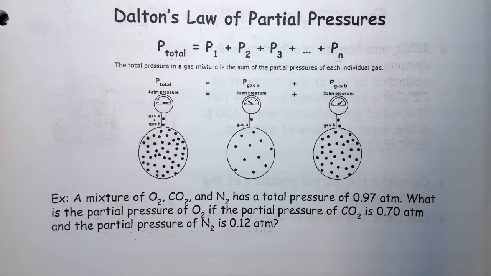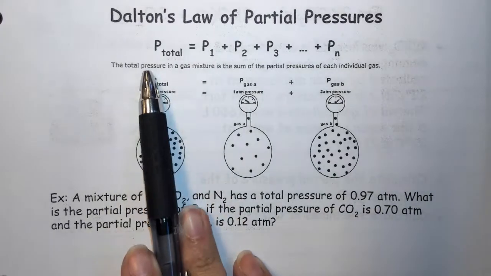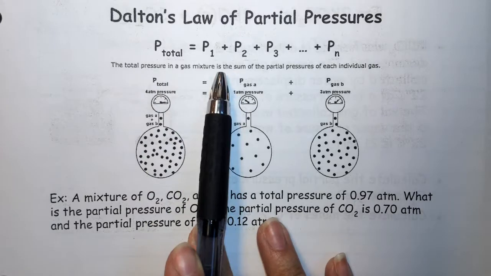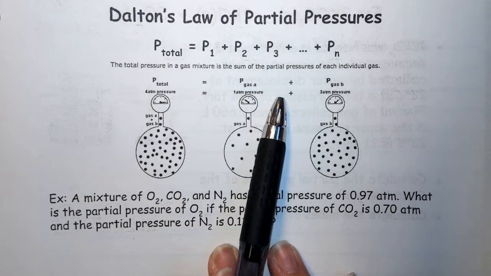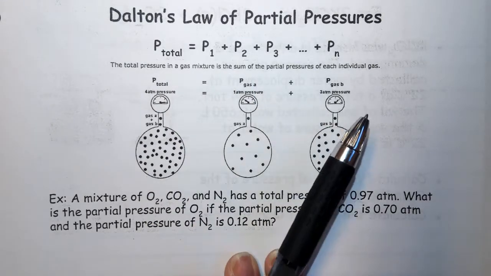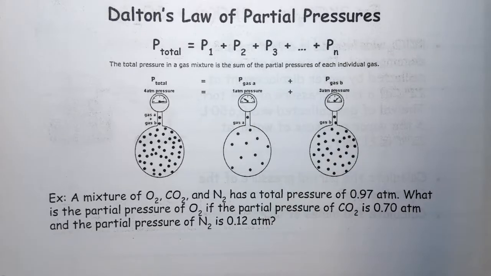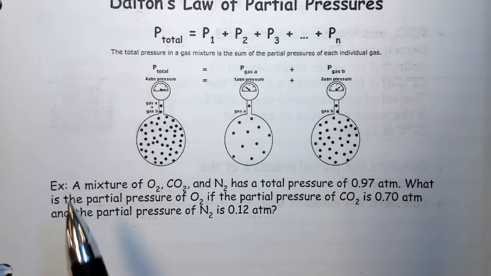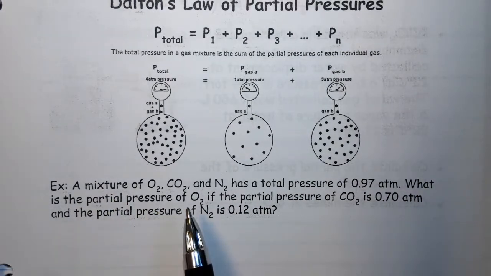Alright, Dalton's law of partial pressure basically describes a container that is mixed with several different gases, and so the total pressure of the container in this mixture is the sum of the partial pressures of each individual gas. So let's look at an example of this. We have a mixture of O2, CO2, and N2.